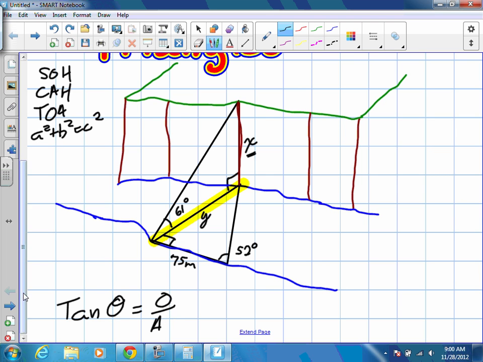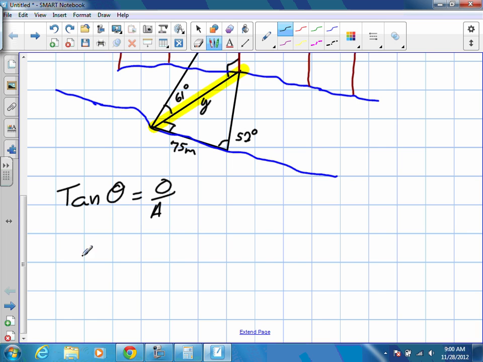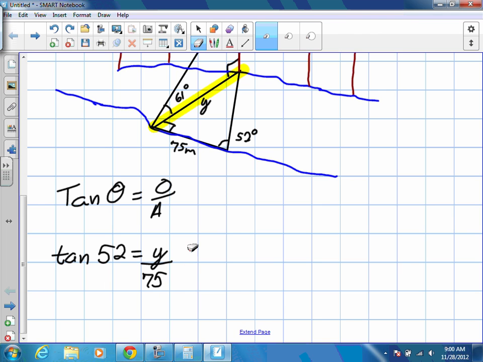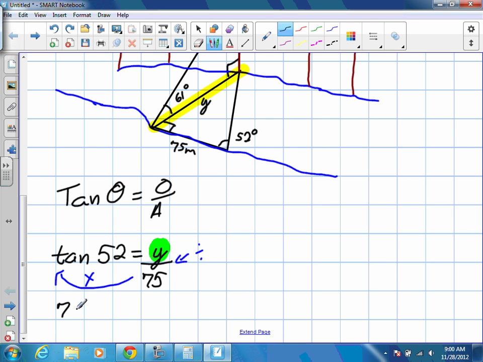Good. Let's fill out this information. Theta will be 52, right? So tan 52 is equal to the opposite side, which is our y, and our adjacent side is 75 meters in length. We don't really need to include the meters. From here, I need to isolate for y. What do I do to isolate for our y? And how do I move 75? That's right. If it comes over, it needs to be multiplied because that is a division sign. So our new equation now reads 75 multiplied by tan 52, which is equal to y.